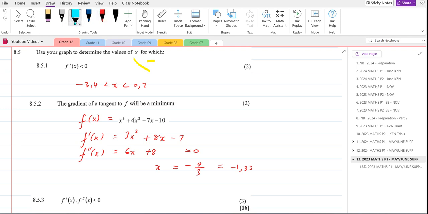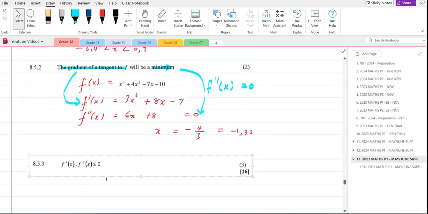So remember, the gradient of a tangent to f basically means f prime x, and will be a minimum means f double prime x equal to 0, when you minimize and maximize. So this means f double prime x is equal to 0, right? So straightforward.